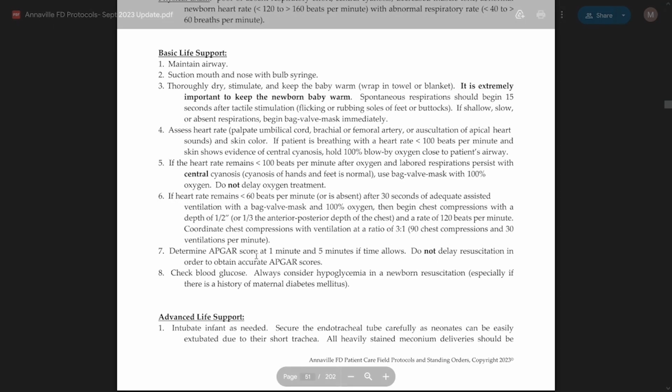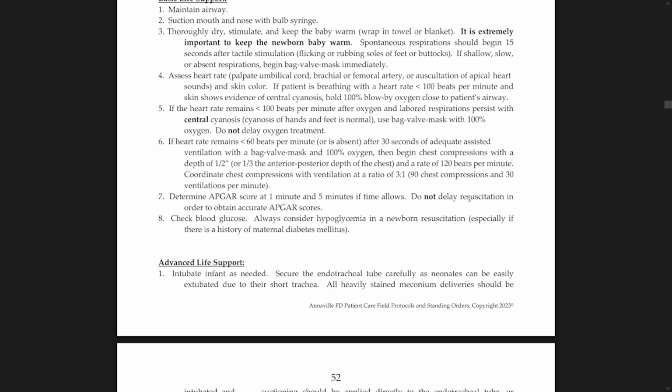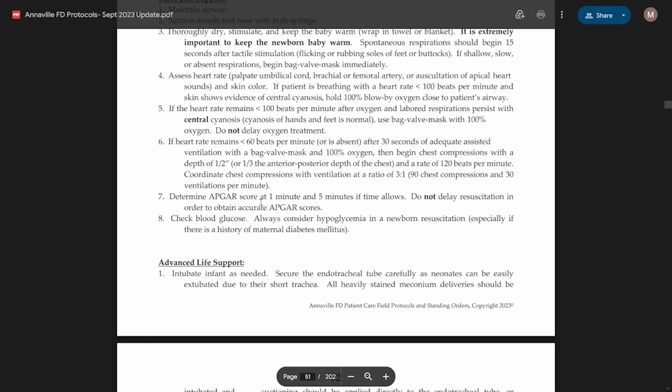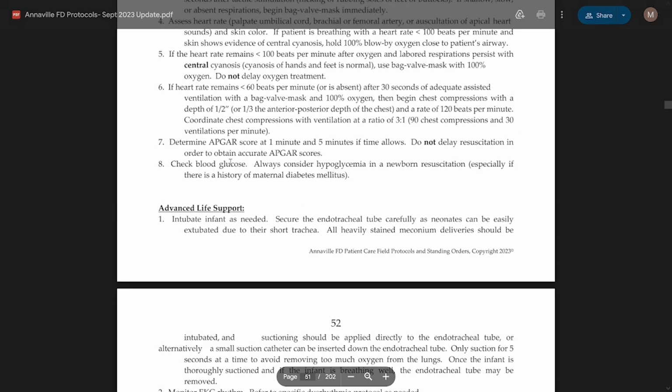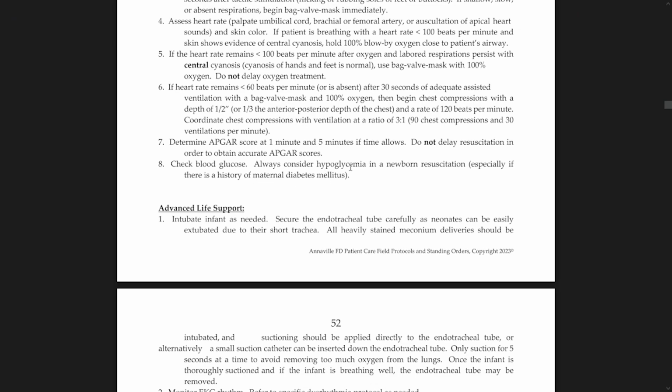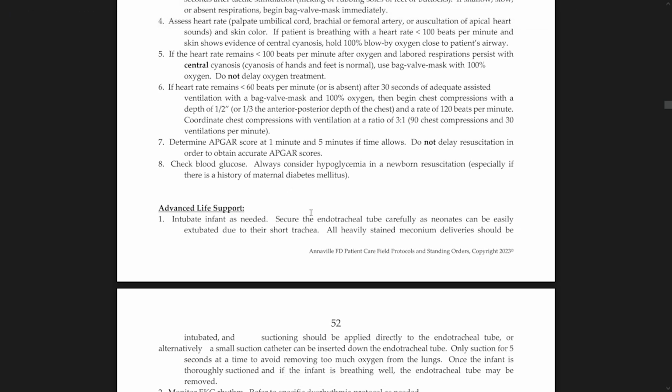Determine APGAR score at 1 minute and 5 minutes if allowed. Do not delay resuscitation in order to obtain an accurate APGAR score, so just keep going with your CPR. Check their blood glucose. Always consider hypoglycemia in a newborn resuscitation, especially if there's a history of maternal diabetes mellitus.